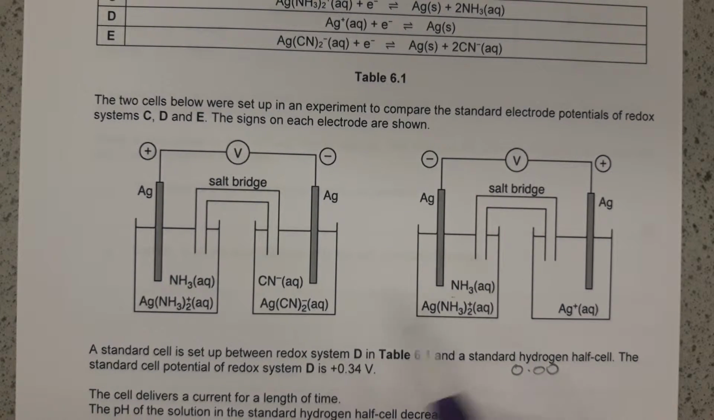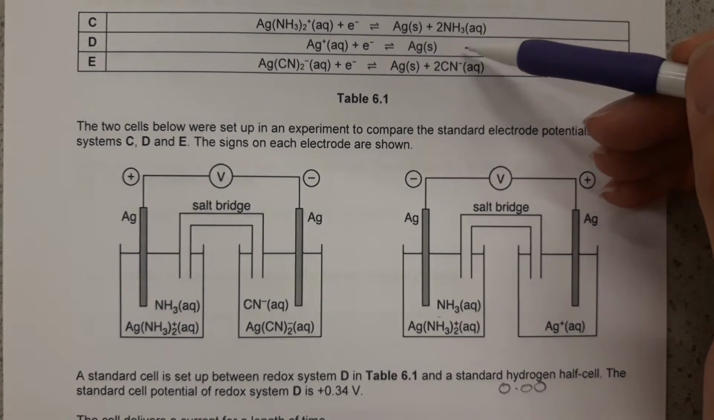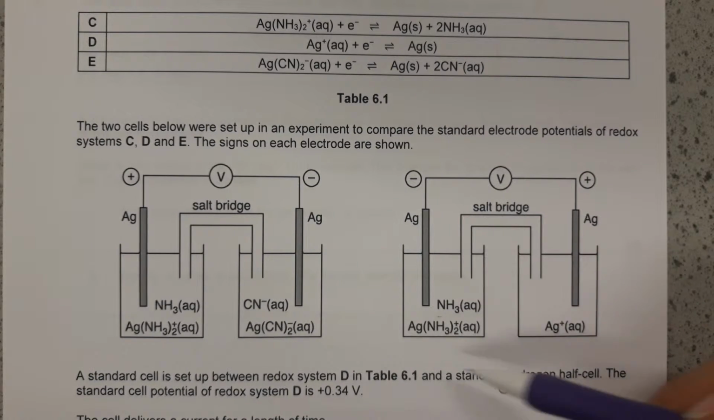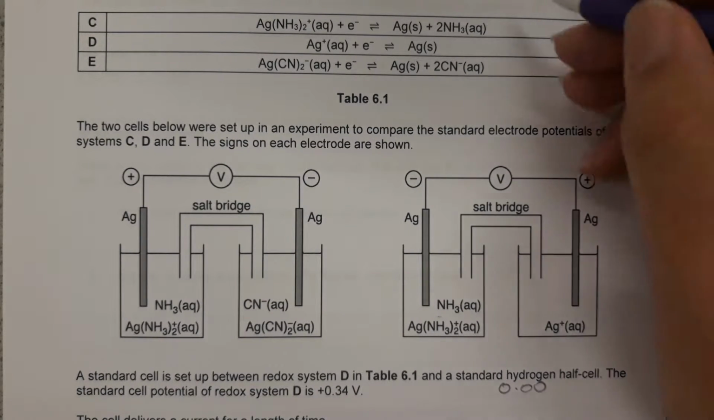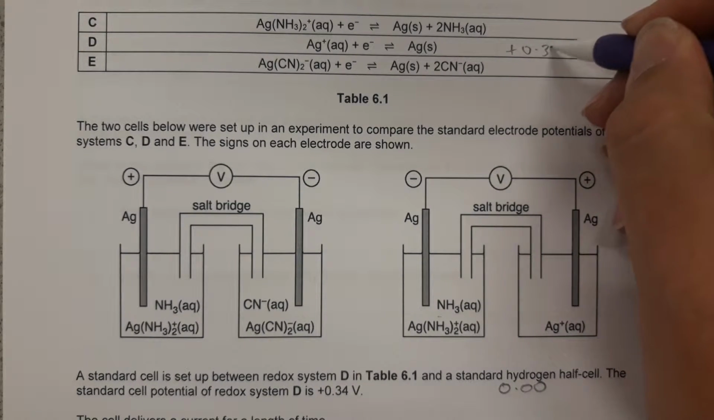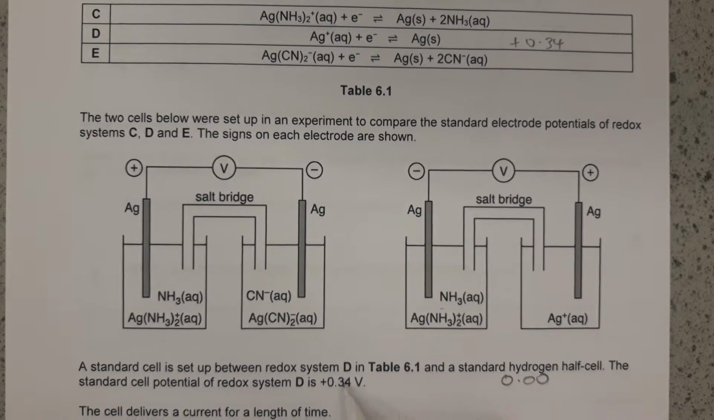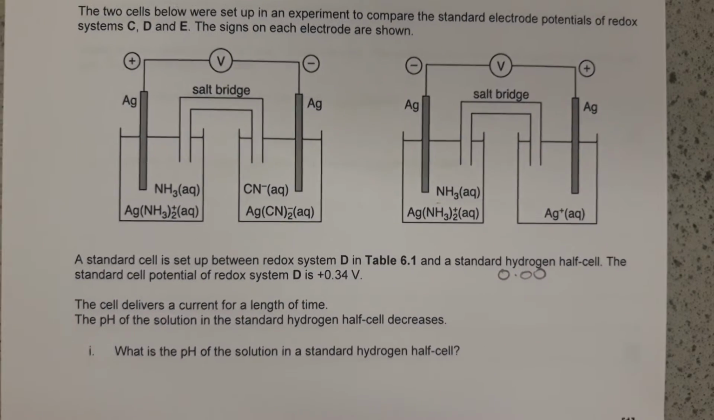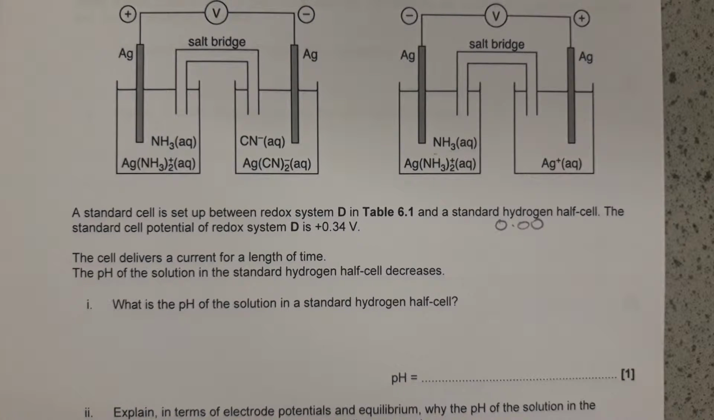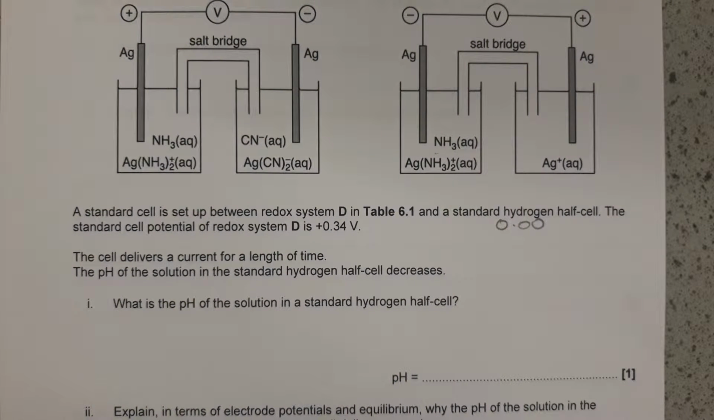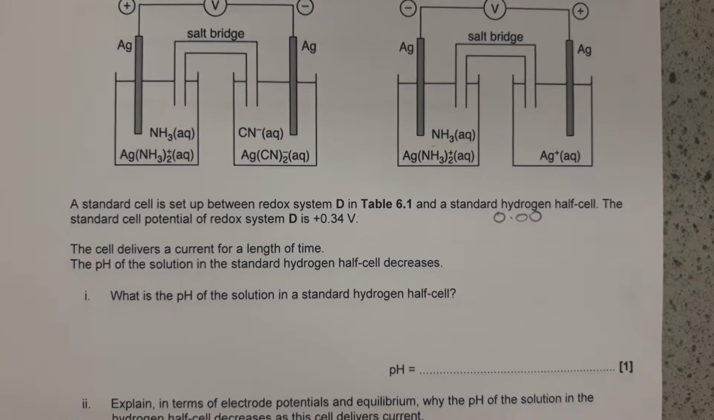That must mean then that the electrode potential of redox system D, because it's connected to a hydrogen half cell, has also got to be 0.34, the same as the cell potential overall. Okay, the cell delivers a current for a length of time. The pH of the solution in the standard hydrogen half cell decreases. What is the pH of the solution in a standard hydrogen half cell?